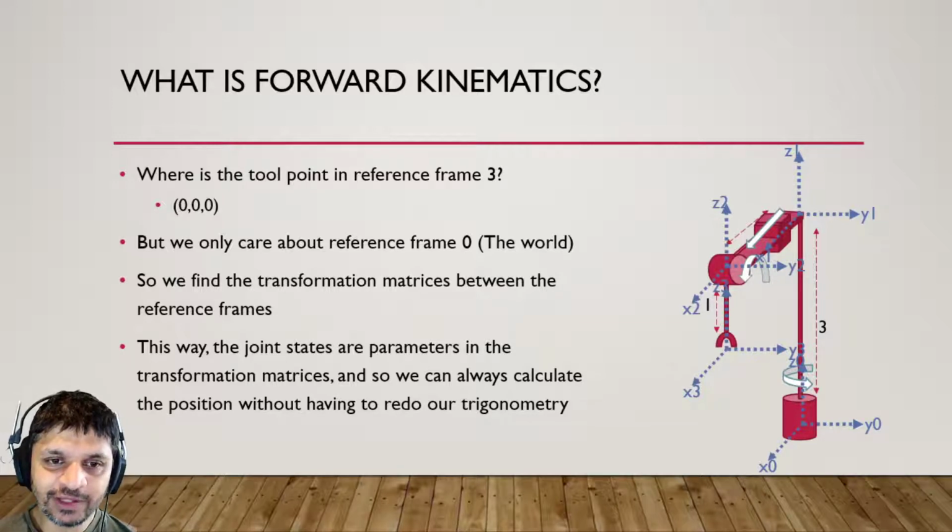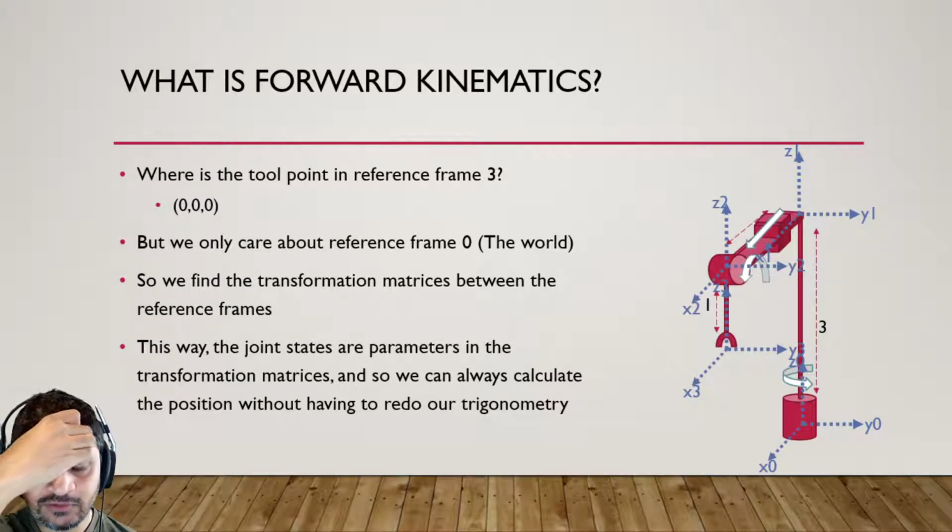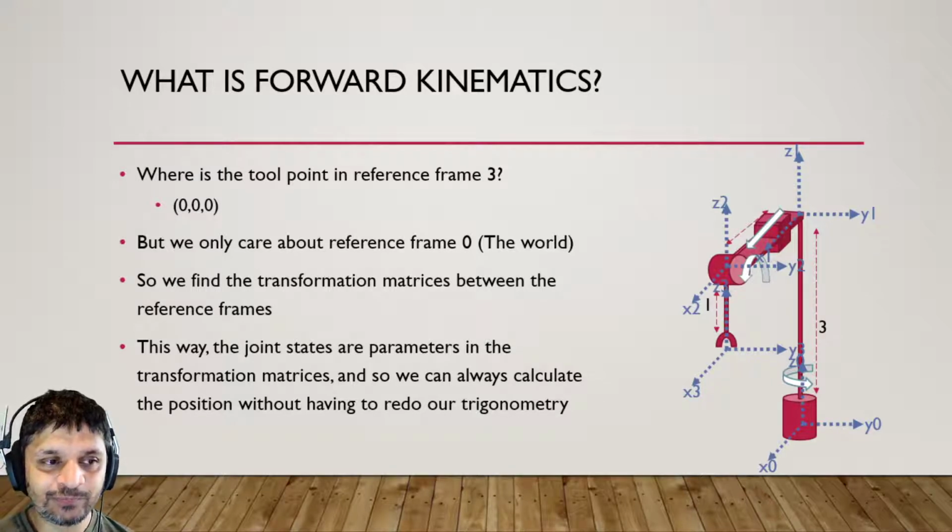But the cool thing about doing it this way is that those transformation matrices can contain the states of the joints as parameters, which means that when the joint states change, we don't have to redo all our trigonometry or figure out the whole system again. We just plug in our parameters and away we go. If that didn't make too much sense, don't worry, we'll do some examples that'll make it a bit clearer.